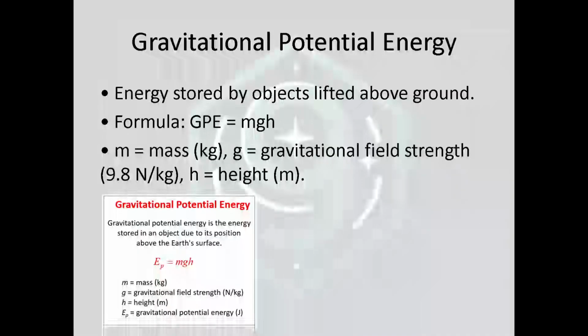So in this instance, m stands for mass in kg. g stands for gravitational field strength, which is a value of 9.8 newtons per kg. That's the value you should use unless stated otherwise. So for example, in a question they may say use g to be 10 newtons per kg. But if they haven't, make sure you use 9.8. And finally, height, which is in meters.